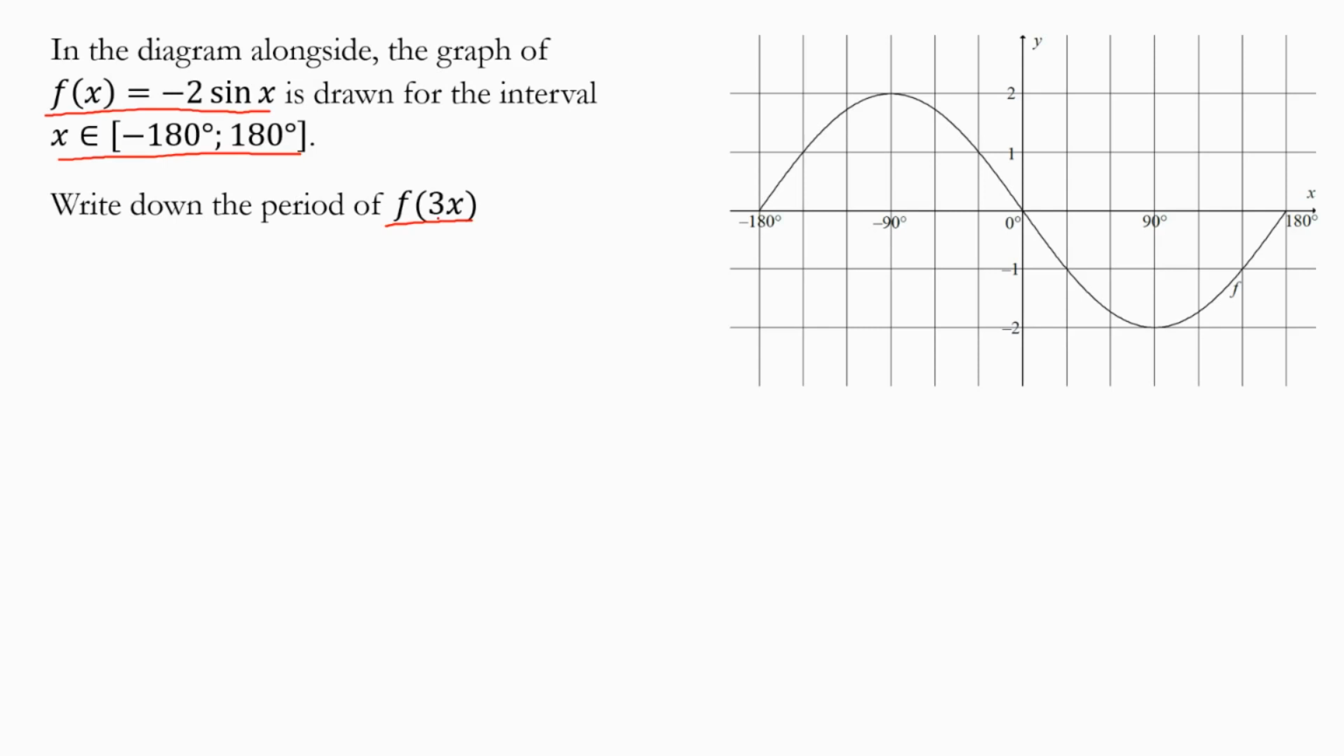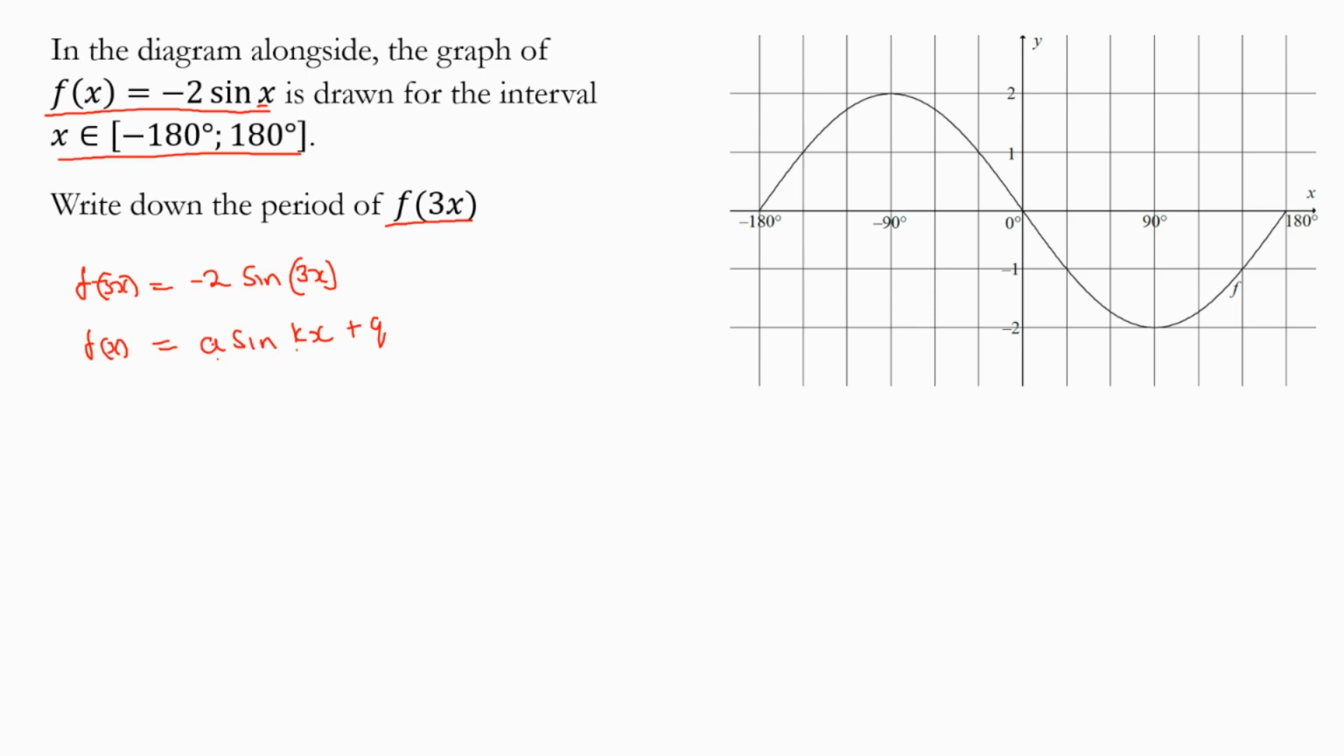We have f of 3x. It means that where there's x, we're going to put 3x. So f of 3x is equal to negative 2 sine 3x. Do you see that? Remember the effects of the parameters a, p, k, q. Remember that f of x is equal to a sine kx plus q. Let me just put these three parameters a, k, and q.